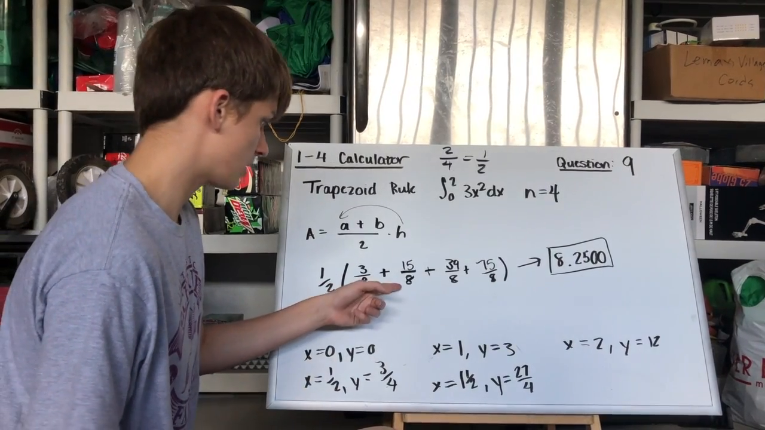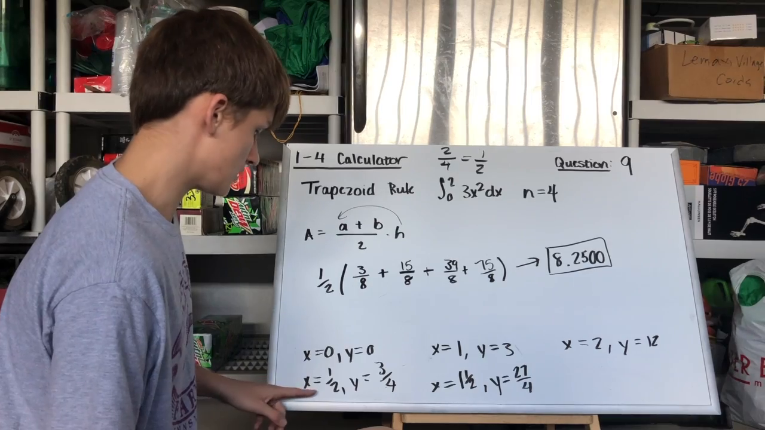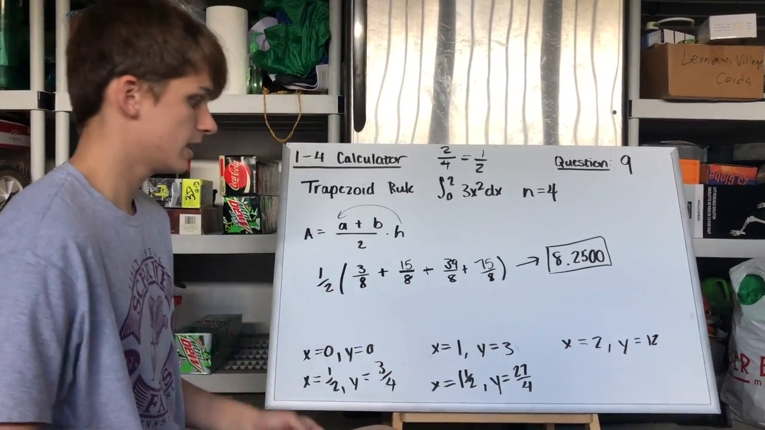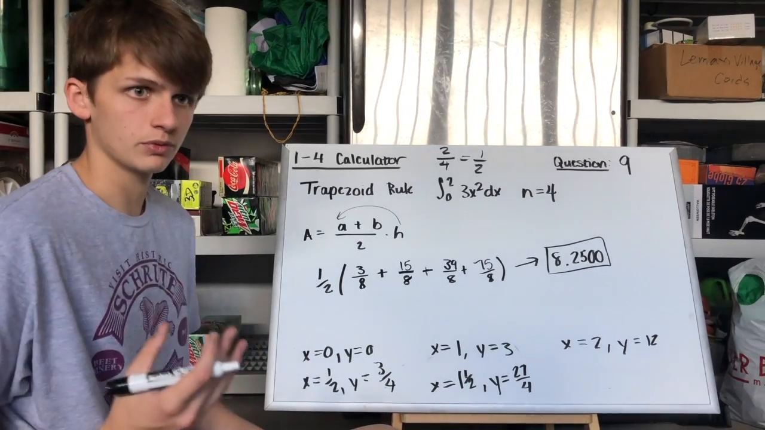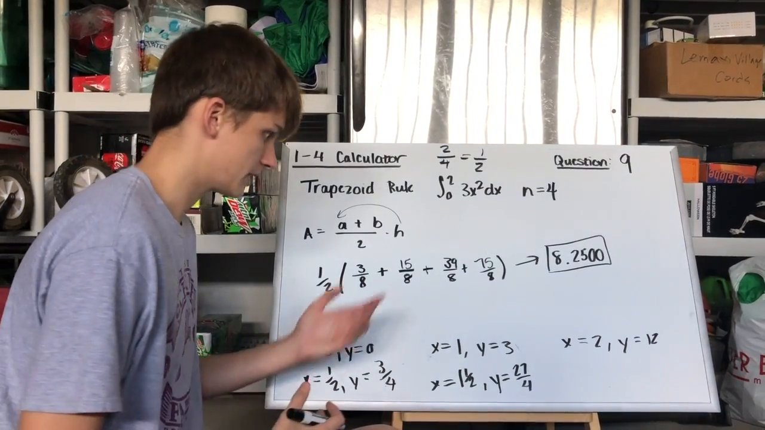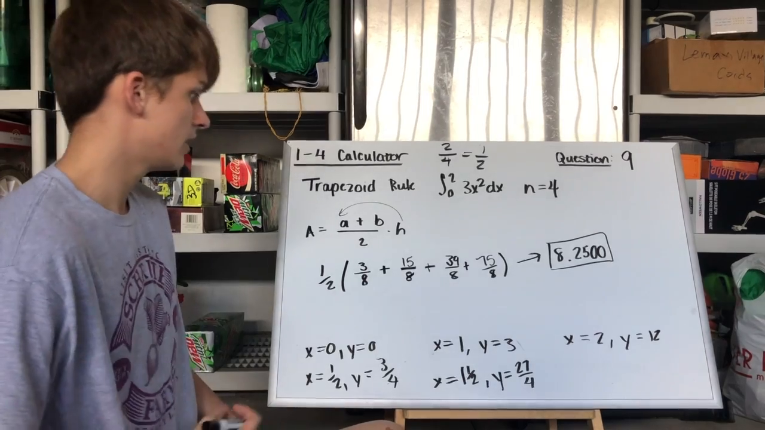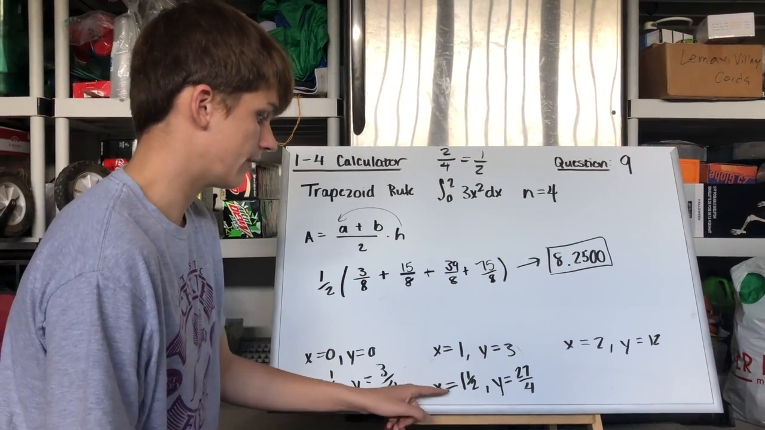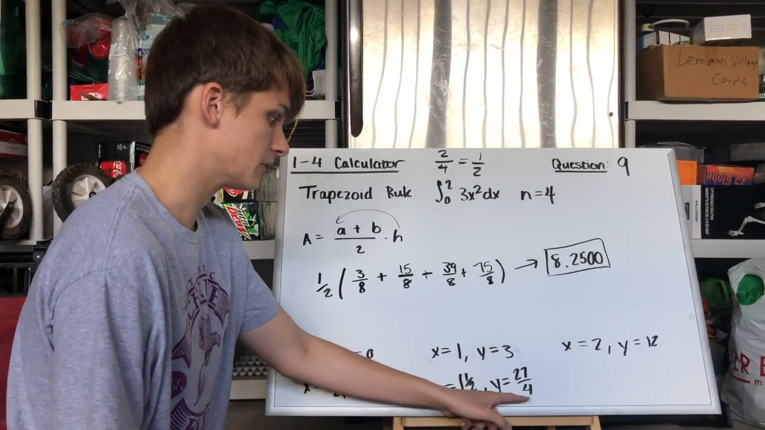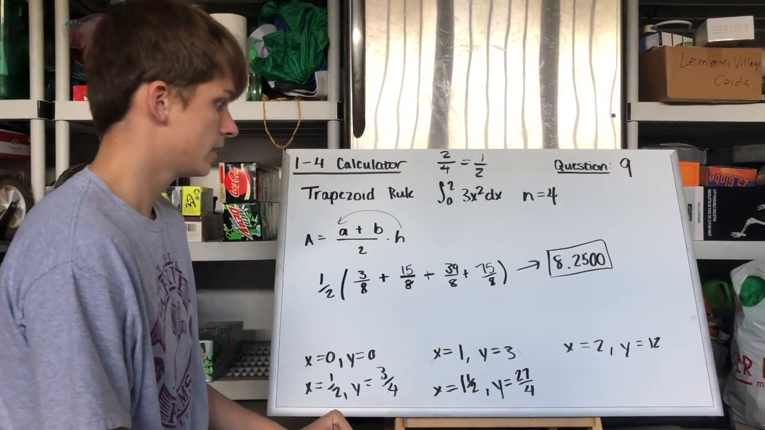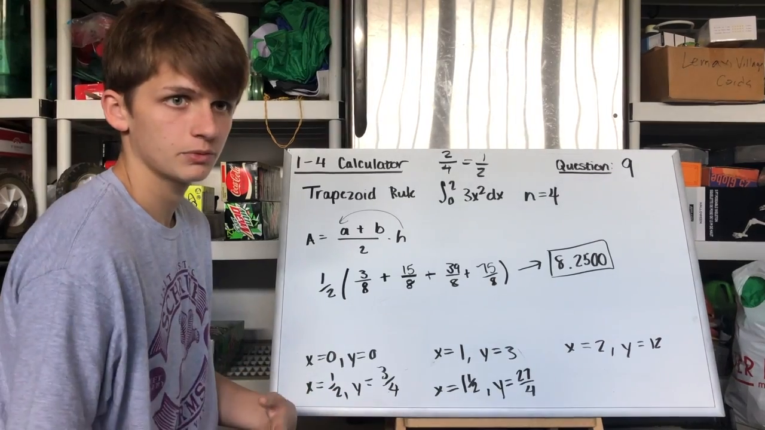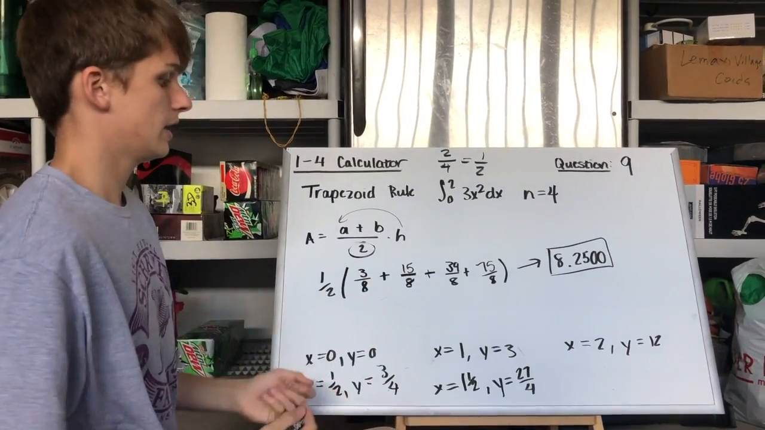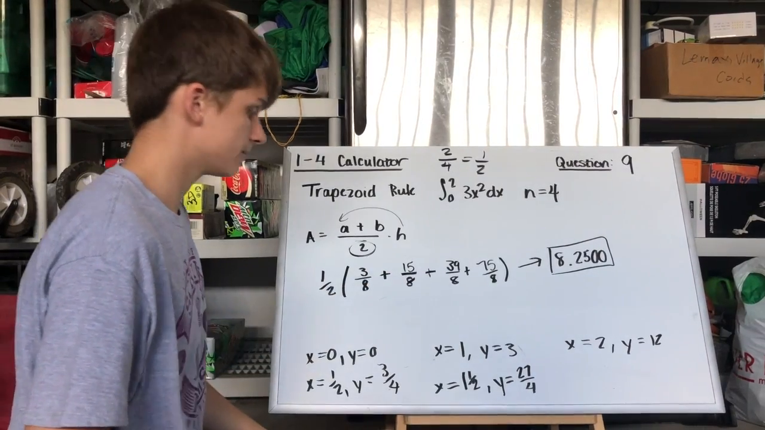Then for your second trapezoid, when x equals 1/2, y equals 3/4, and when x equals 1, y equals 3, this comes out to 15 over 4 divided by 2, that's 15 over 8. Then for our third term, when x equals 1, y equals 3, and when x equals 1 and 1/2, y equals 27 over 4, this works out to 39 over 4, but then you have to divide that by 2 because of this right here, and that comes out to 39 over 8.